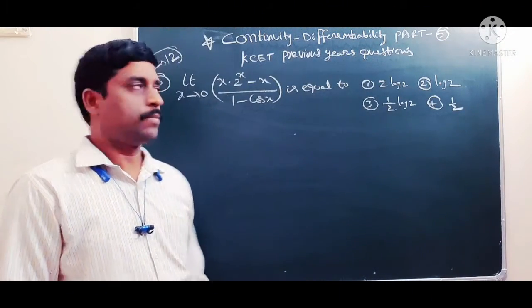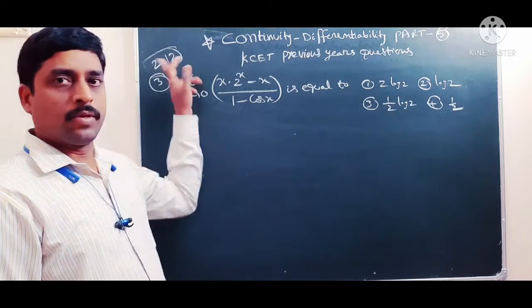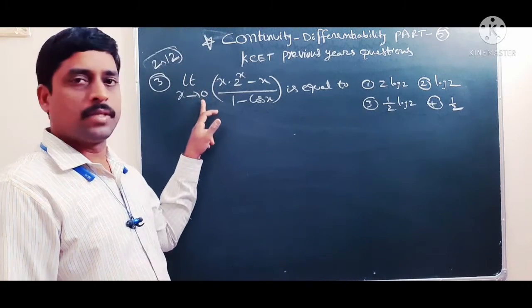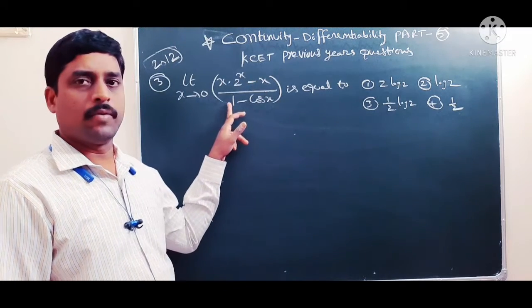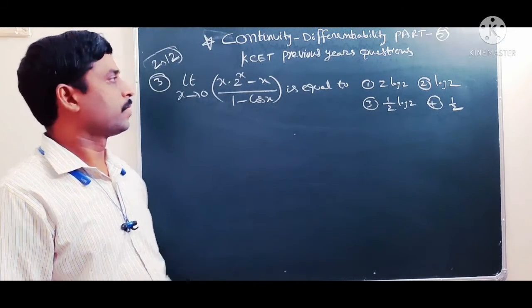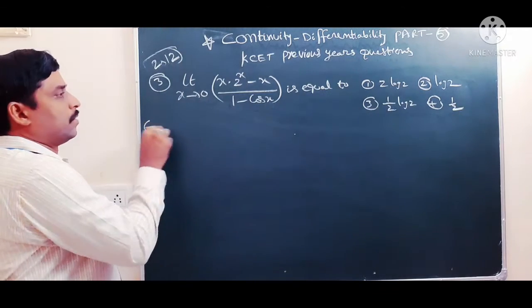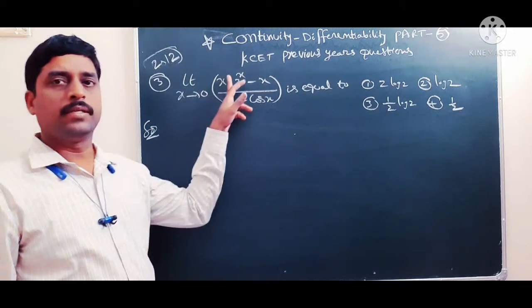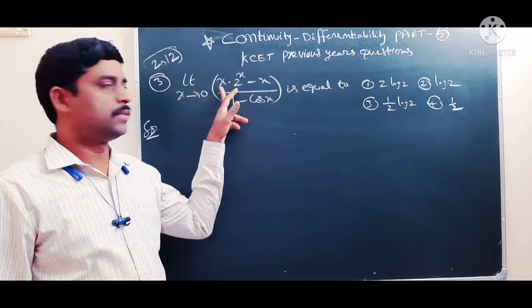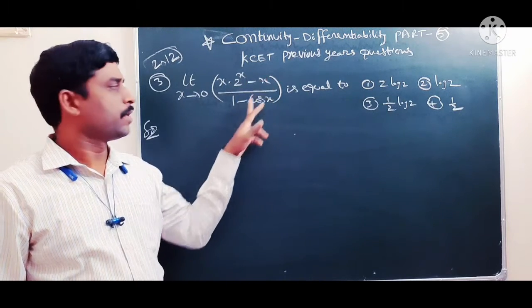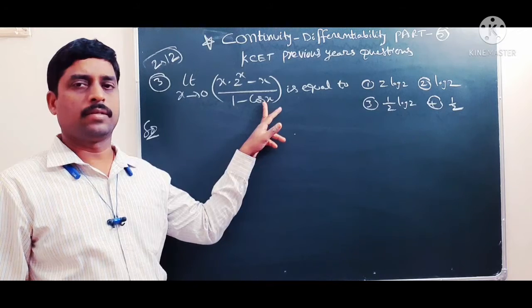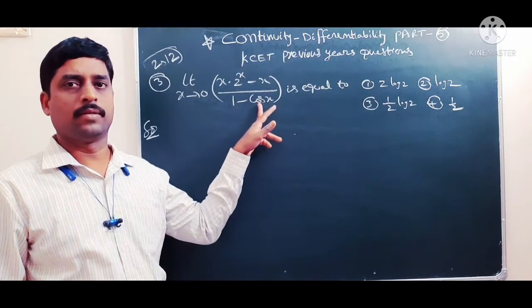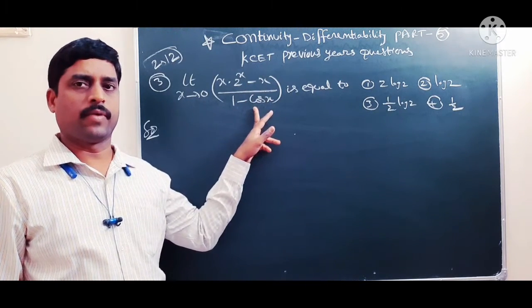Let us go to the next problem. So this is from 2012. Limit x tends to 0, x into 2 power x minus x, this whole divided by 1 minus cos x. Okay, put x placed in 0. 0 into anything is 0. 0 minus 0 is 0. 1 minus cos 0, so cos 0 value is 1. 1 minus 1 is 0. So 0 by 0, this is an undefined form.